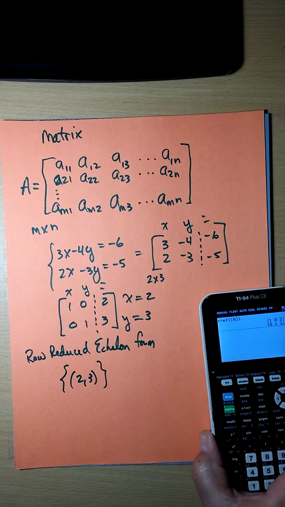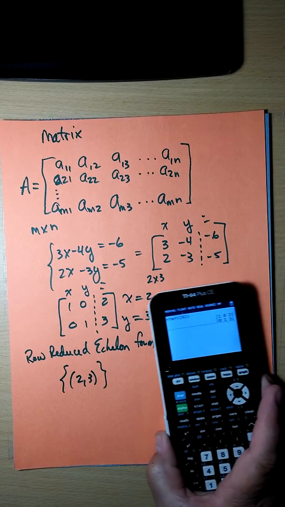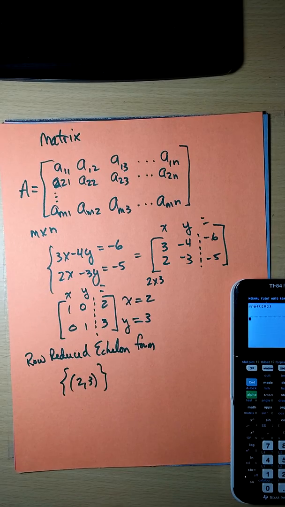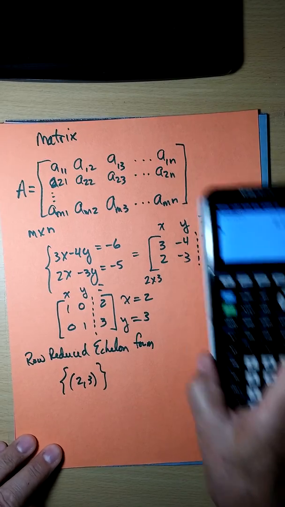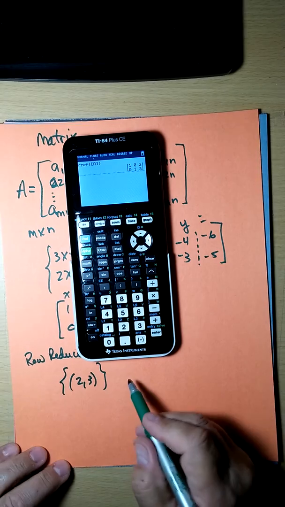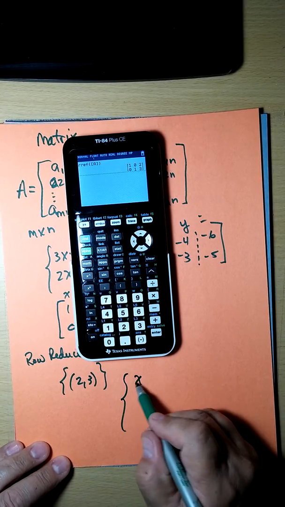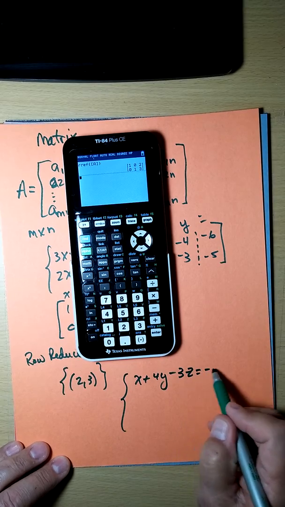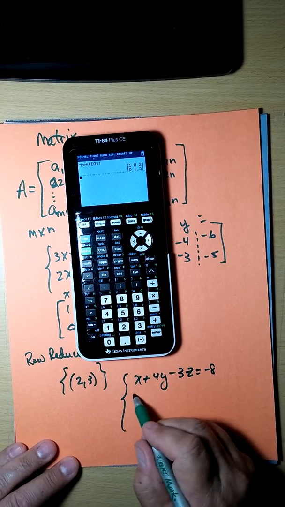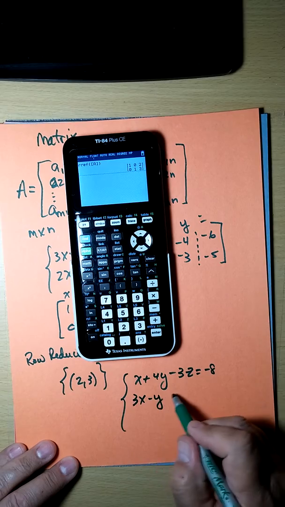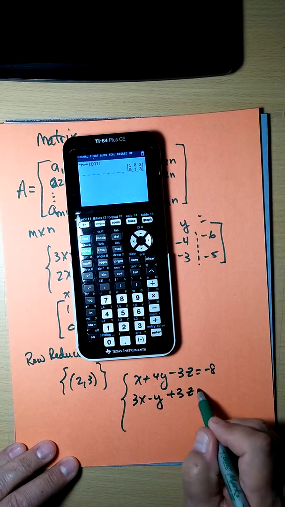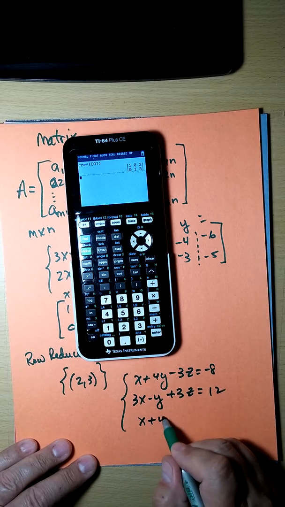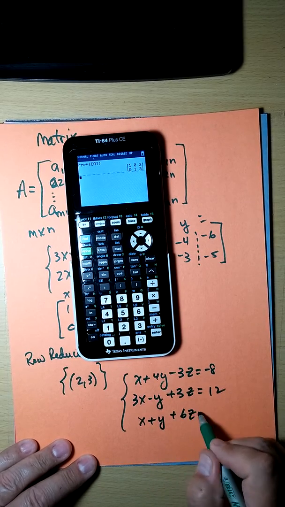Let's go back and do a system. Let me write it down. x plus 4y minus 3z equals negative 8. 3x minus y plus 3z equals 12. x plus y plus 6z equals 1.